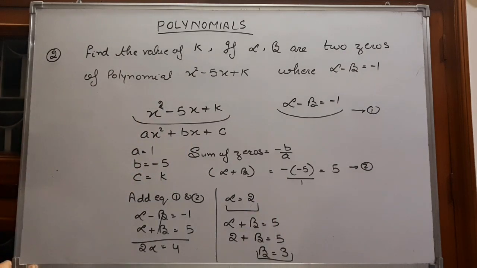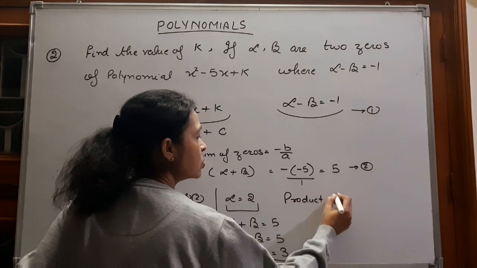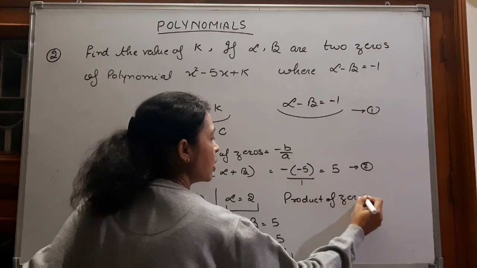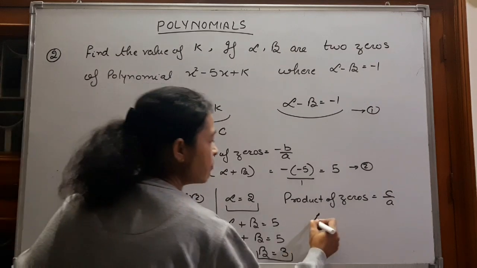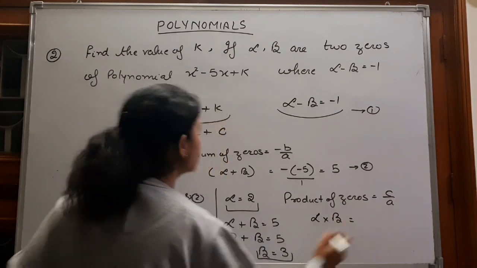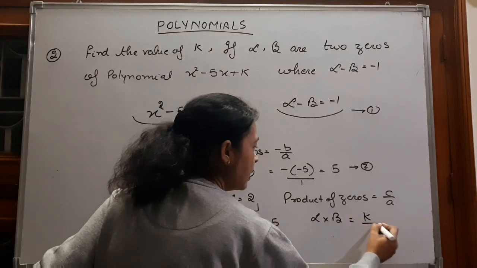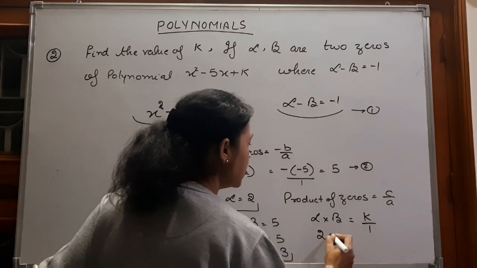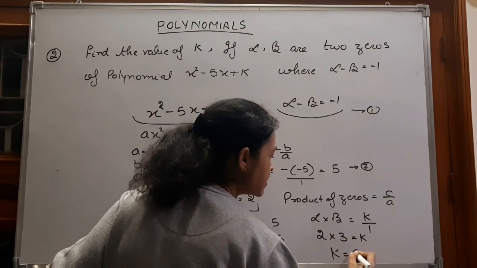Now, we have to find the value of k. What is k? It is c. What is the product of zeros? The product of zeros is c upon a. The product of zeros is alpha into beta equals c, and c is k upon 1. The value of alpha into beta, 2 into 3, equals k. Therefore, the value of k is 6.